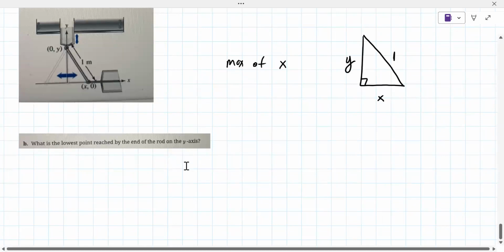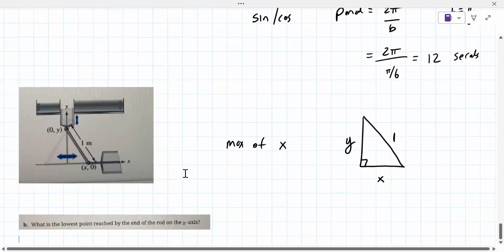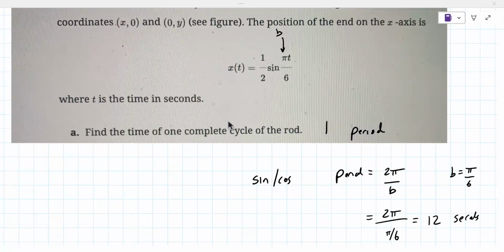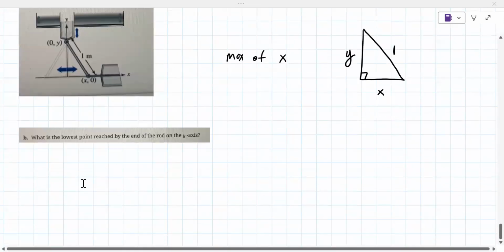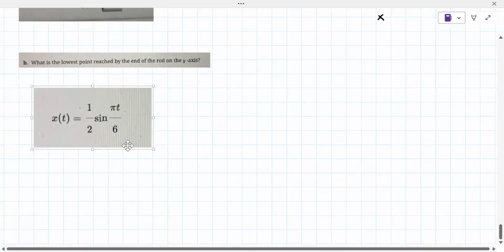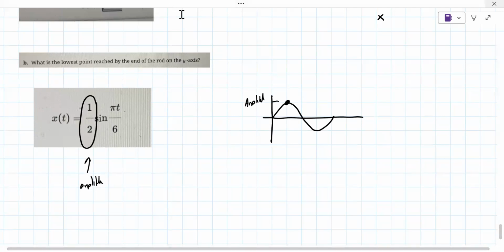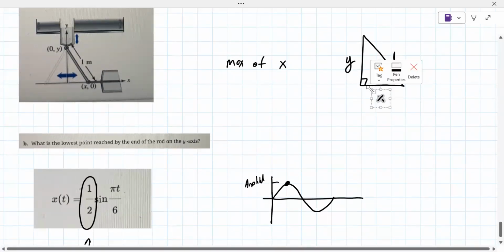Right, so what is the lowest point reached by the end of the rod on the y-axis? To do that, we need to go back to this equation here, which I'm going to snip in. We need to figure out the maximum value of this. To do that, you have to remember what a sine wave looks like. A sine wave starts at the origin, goes up, comes down, and goes up. So we want this max point here, and that is the amplitude. Do you remember what the amplitude of a sine or cosine is? I don't. Okay, it's just this number here. That's the amplitude. Oh, okay. So we go back to our picture here. That's this, and instead of X, it's 1/2.